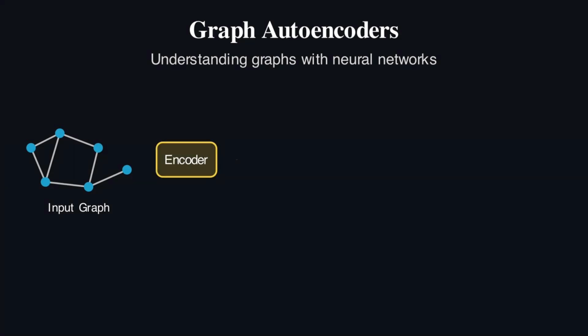First, the graph is passed through an encoder. The encoder takes each node and maps it to a vector. This vector is a compact numerical representation of the node and its connections. These vectors form what we call a latent space, a compressed version of the graph. In this space, nodes that are similar or strongly connected end up close to each other. Even though this representation is much smaller, it still preserves the important relationships in the graph.